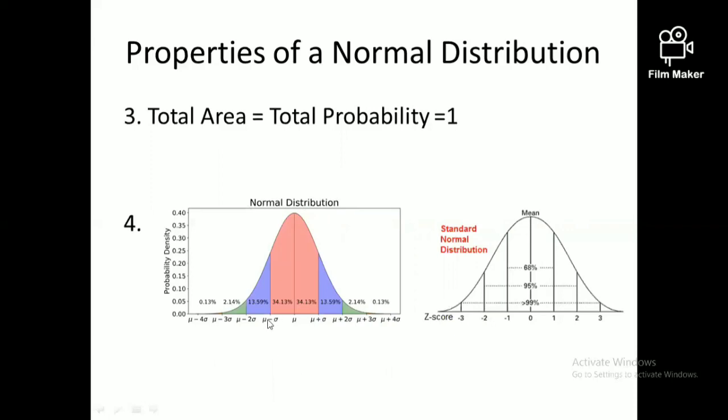To sum up, if you calculate the area from one standard deviation on the positive side and the negative side, there would be 68% of the information. If you calculate two standard deviations on the positive side and the negative side, there would be 95% of the information. Then if you calculate three standard deviations on the positive side and the negative side, there would be 99% of the information.